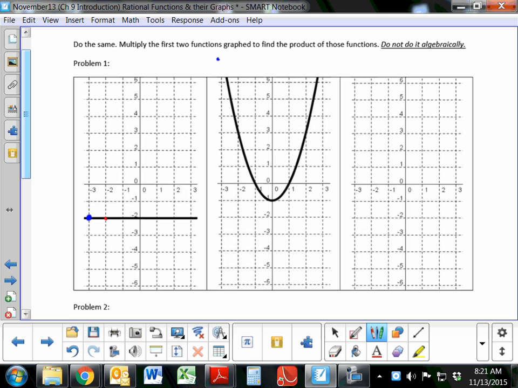How high is it at -2? And how high is this one at -2? Okay, so we can do that one. What is -2 times 3? -6. So I'm going to go over here at -2 and match up to -6. Now I'm going to do the next one.